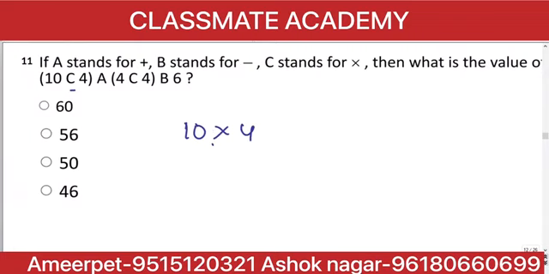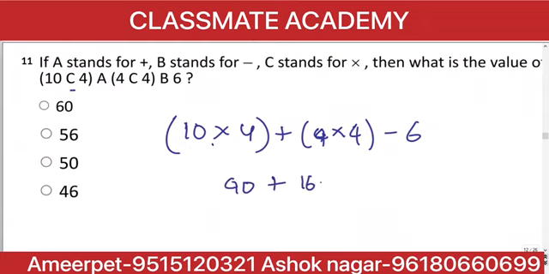Multiplication, 4. Then A means plus, then 4. C means multiplication, again 4. B means minus 6. Now tell me the answer. 4 into 10 means how much? 40 plus 16 minus 6. So what is the answer? 50.